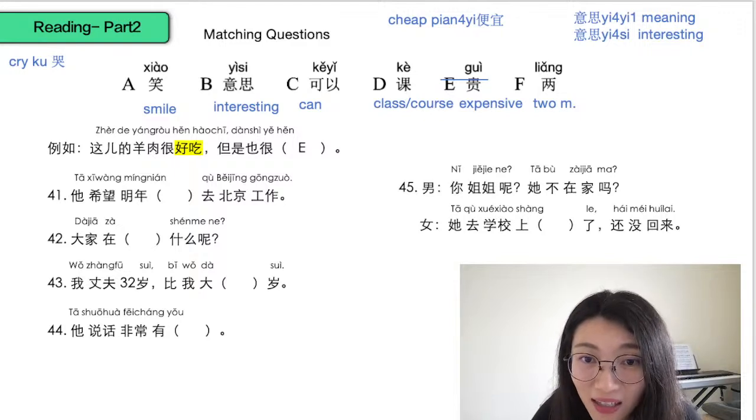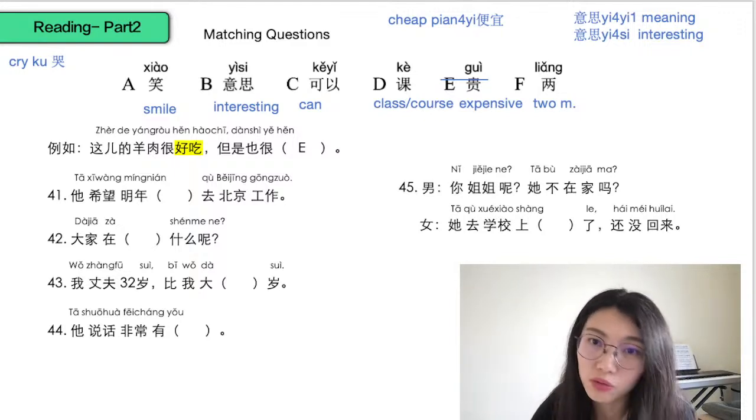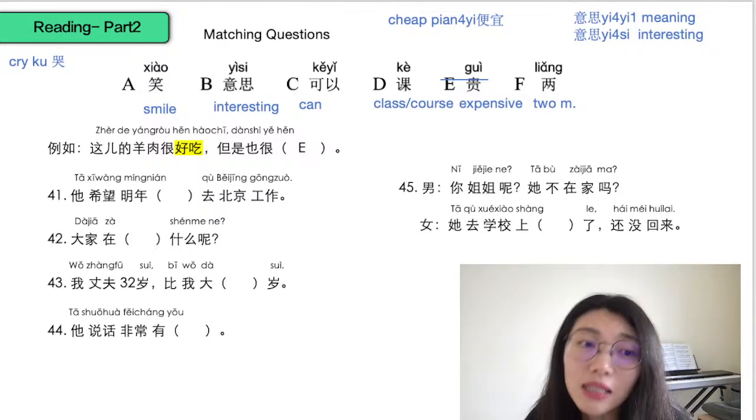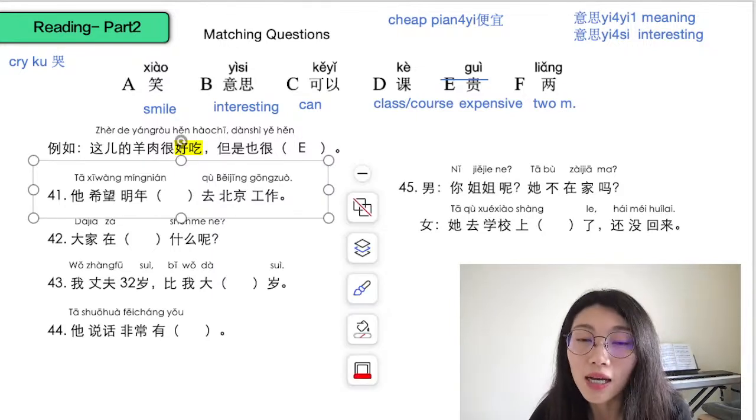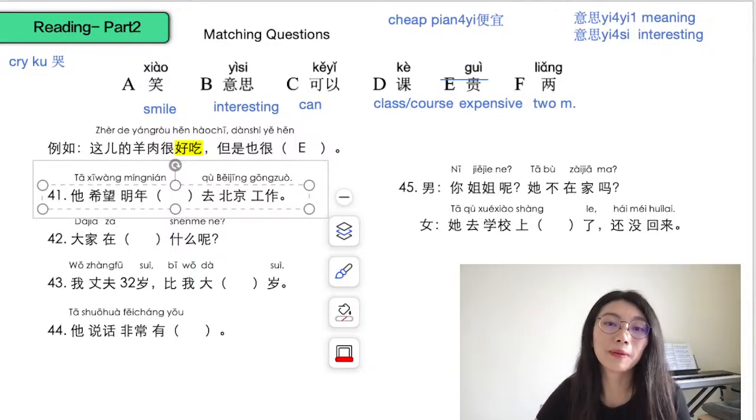好，41，他希望明年什么去北京工作？He hopes next year to go to Peking to work. So which one? A 笑 not correct. B 意思, interesting, not correct. C 可以, yes, 可以. He hopes next year he can go to Peking to work.